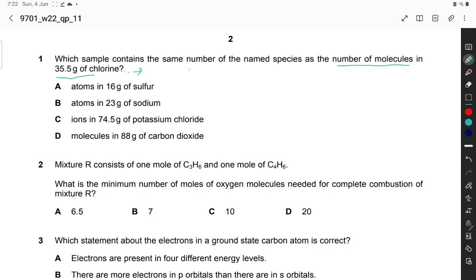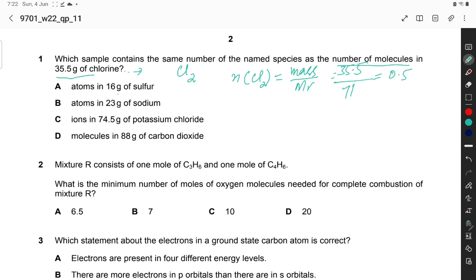So chlorine exists in molecular form. First find out the mole of chlorine, which is equal to mass over Mr. Mass is 35.5 divided by 71, so it has 0.5. Now let's check with the options.